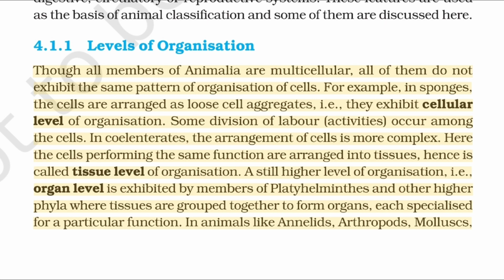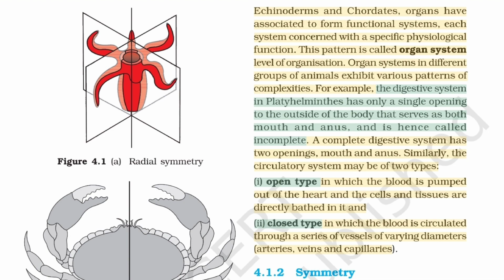A still higher level of organization, that is, organ level, is exhibited by members of platyhelminths and other higher phyla where tissues are grouped together to form organs, each specialized for a particular function. In animals like annelids, arthropods, mollusks, echinoderms and chordates, organs have associated to form functional systems, each system concerned with a specific physiological function. This pattern is called organ system level of organization.